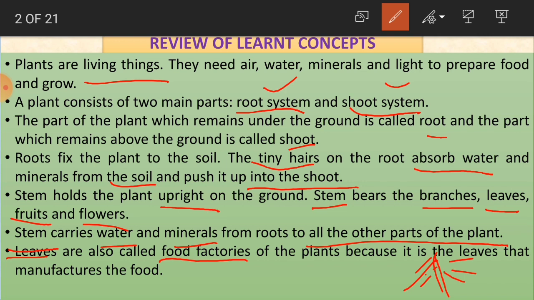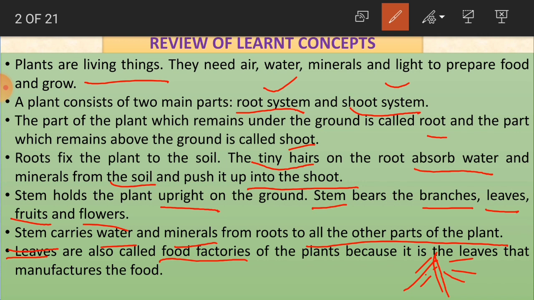What is a factory? A place where something is made, in the sense manufactured. Manufacturing is nothing but making something. So here we call them food factories because these leaves are making food. They make the food for the plants.